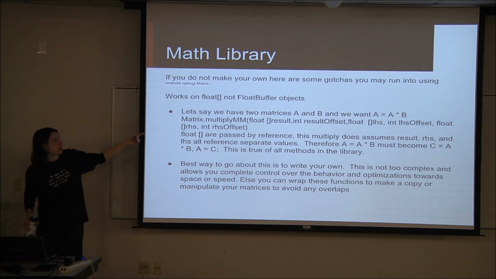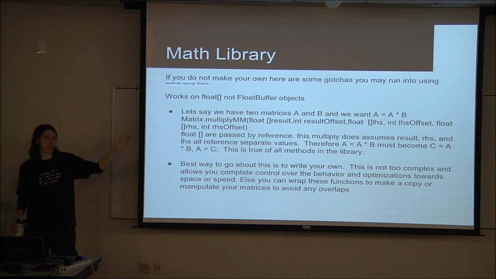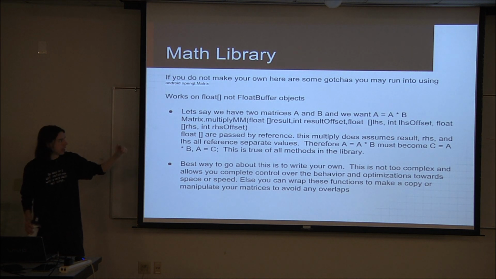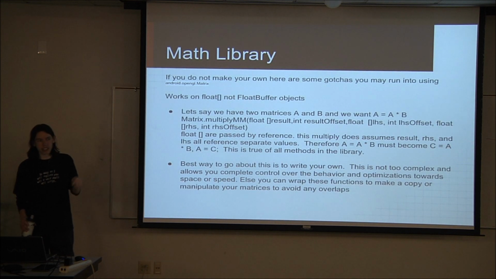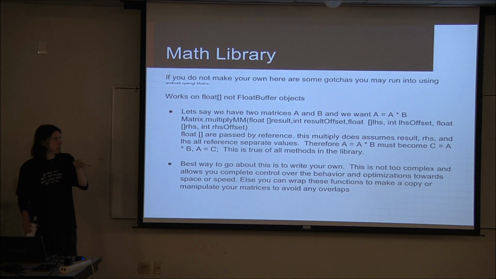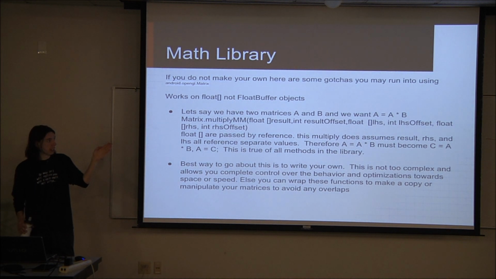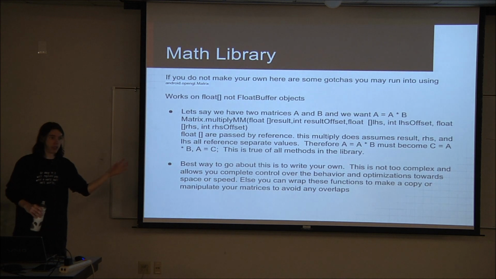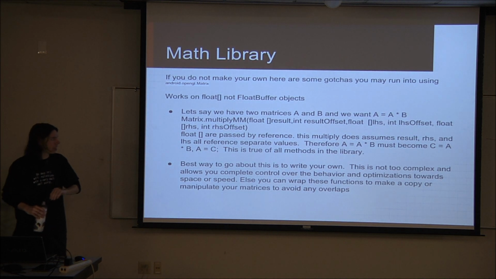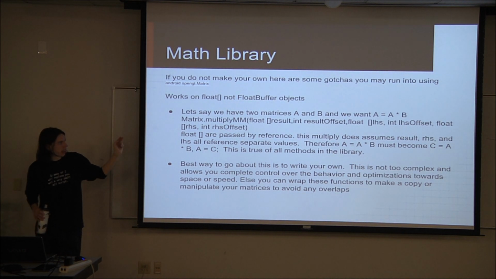However, let's say we have two matrices A and B. We want A to be the result of the multiplication between A and B. Matrix.multiplyMM takes a result, left-hand side and right-hand side. It assumes that the result is not pointing to either the left-hand side or the right-hand side. The result has to be some float array somewhere. So all these are managed by float arrays.